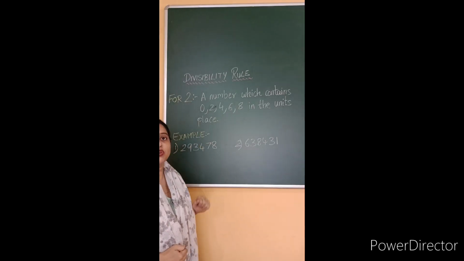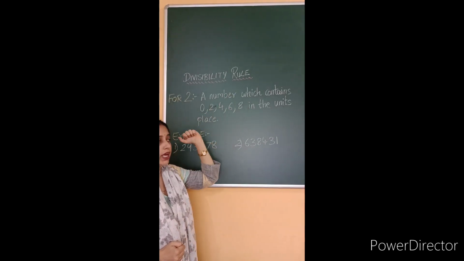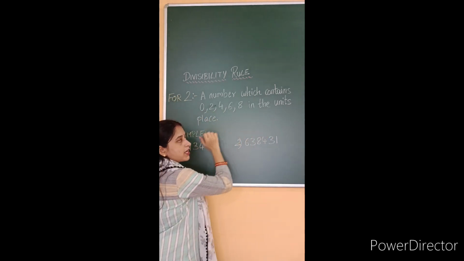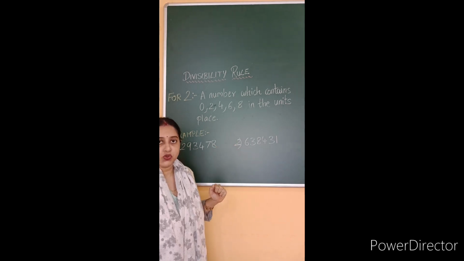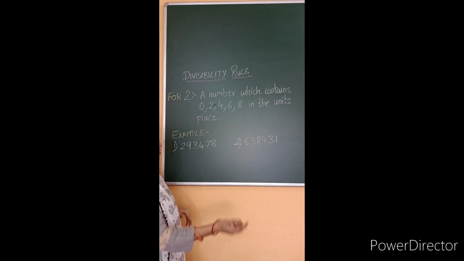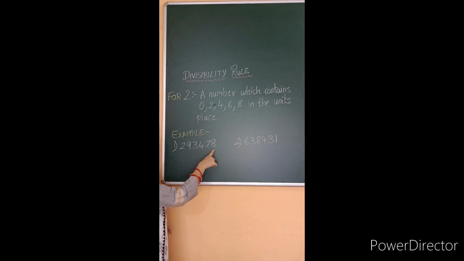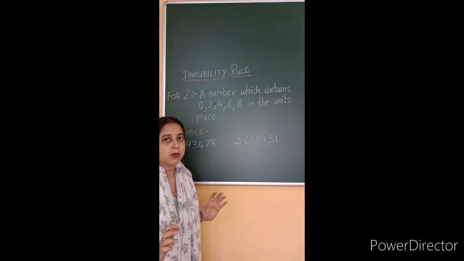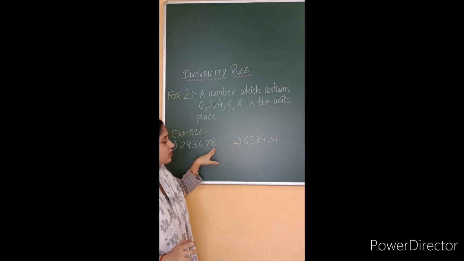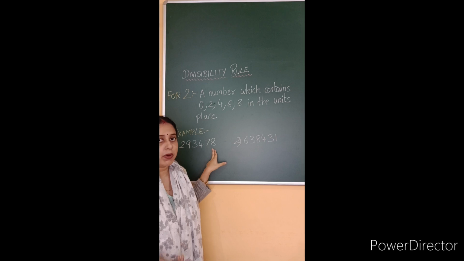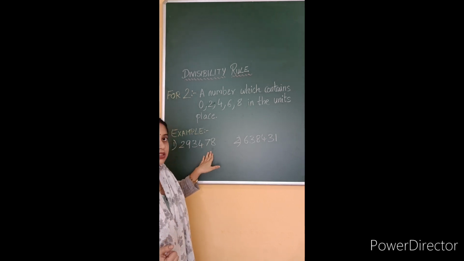For the divisibility rule of 2, a number which contains 0, 2, 4, 6, or 8 in the units place is divisible by 2. Let's see an example: 293478. As we look at the number, we just see the units place. Here the units place has 8 in it. 8 is divisible by 2, so yes, this number is divisible by 2.